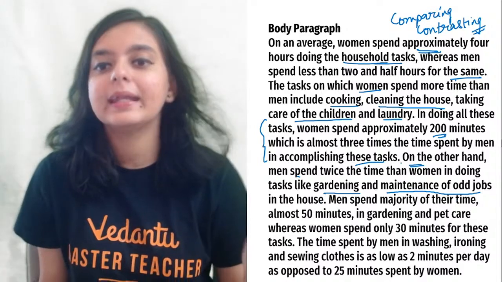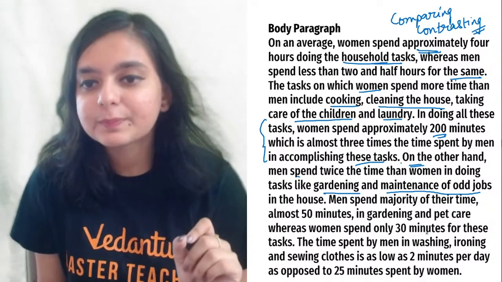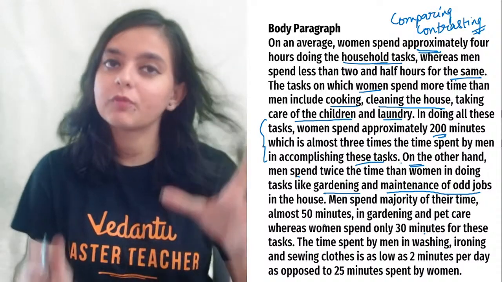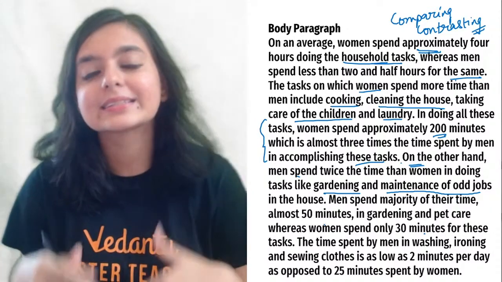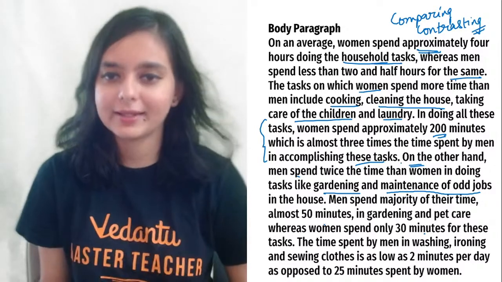50 minutes they are spending in gardening, they are spending in pet care, whereas women are spending 30 minutes for these tasks. So for each of the tasks, how much time are they spending? You can just calculate and write it down.